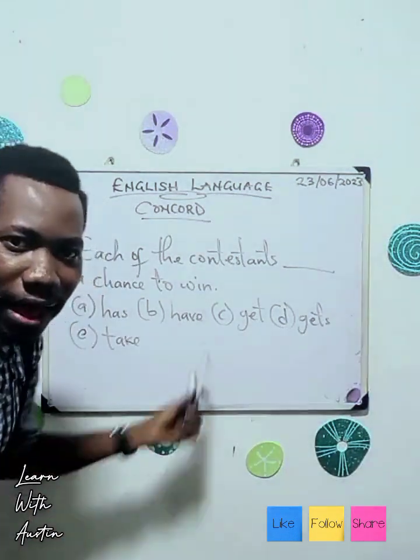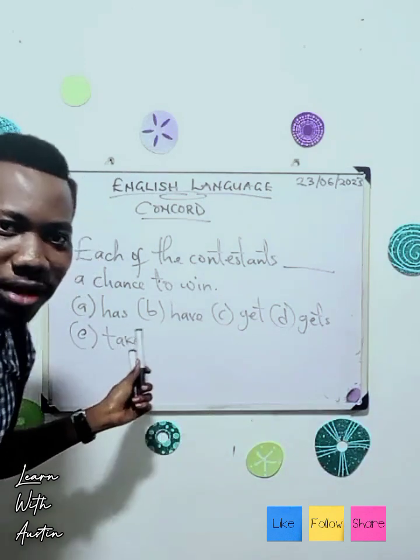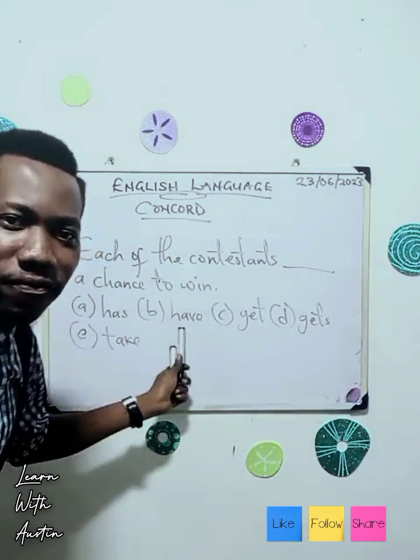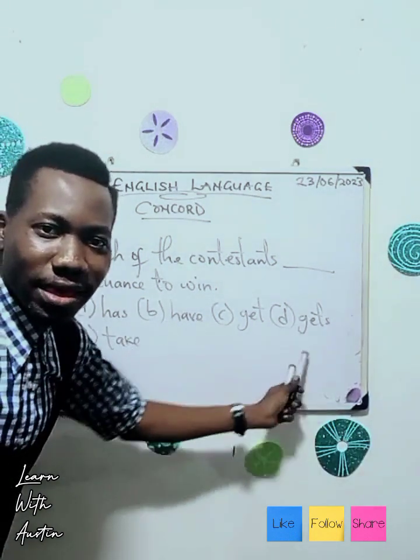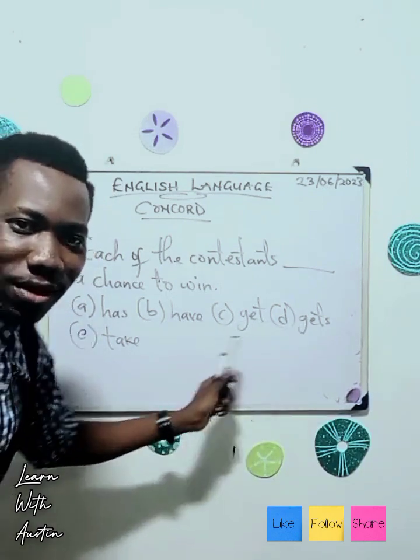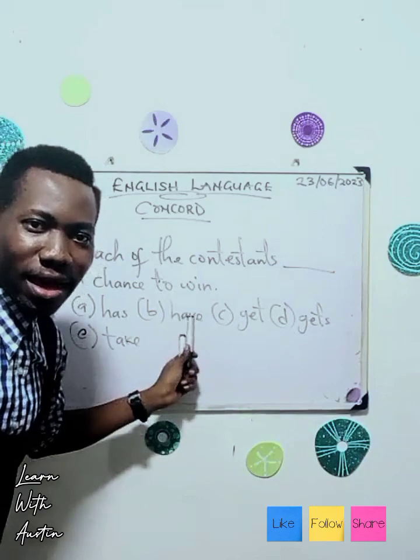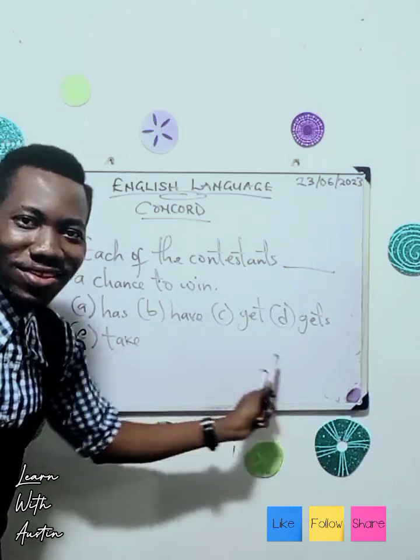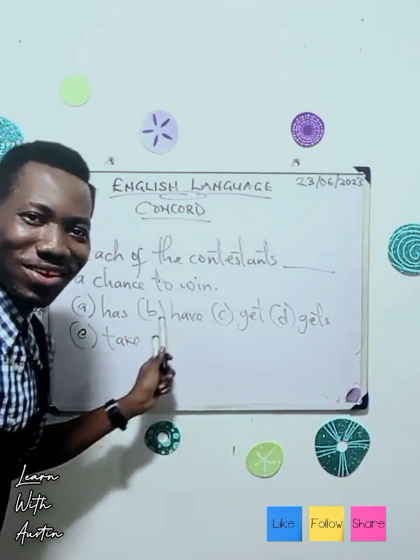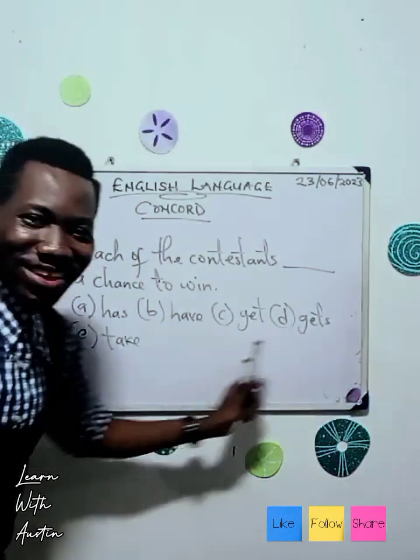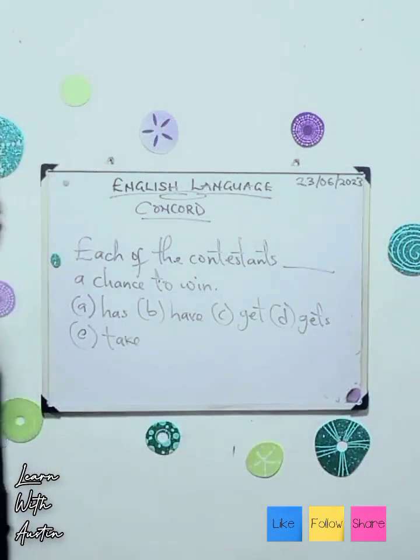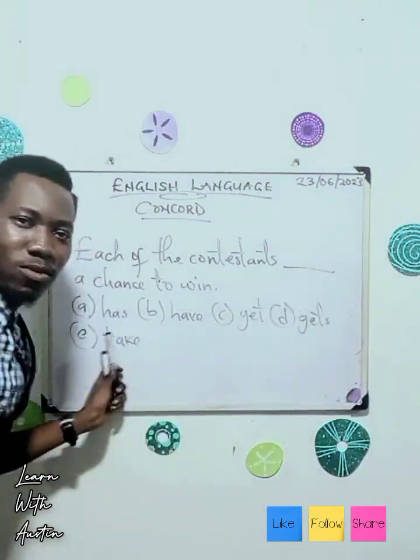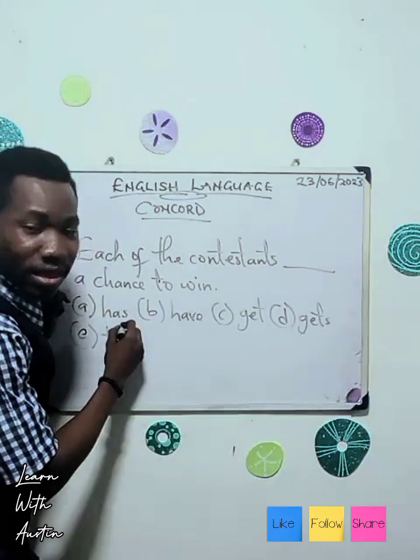Each of the contestants has a chance to win. Now, each of means what? So your verb will be what? Singular. Let's look at this. Which is singular? A, yes.